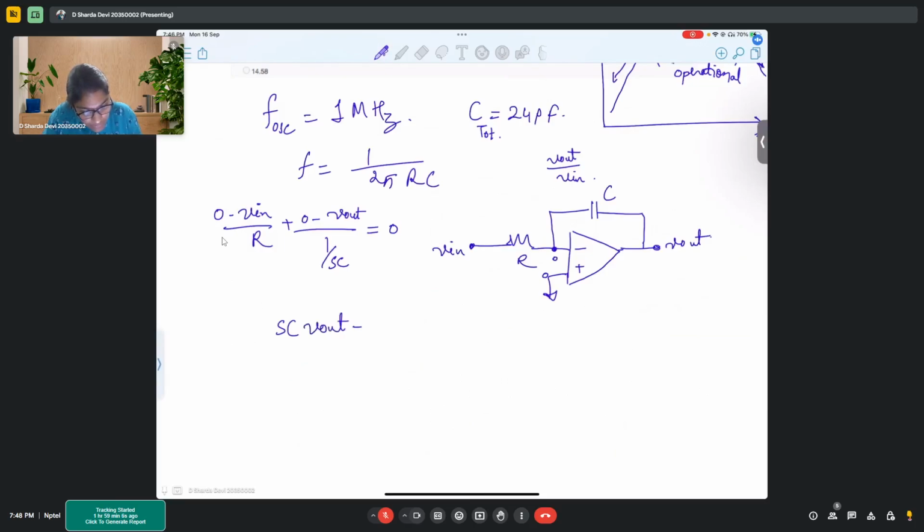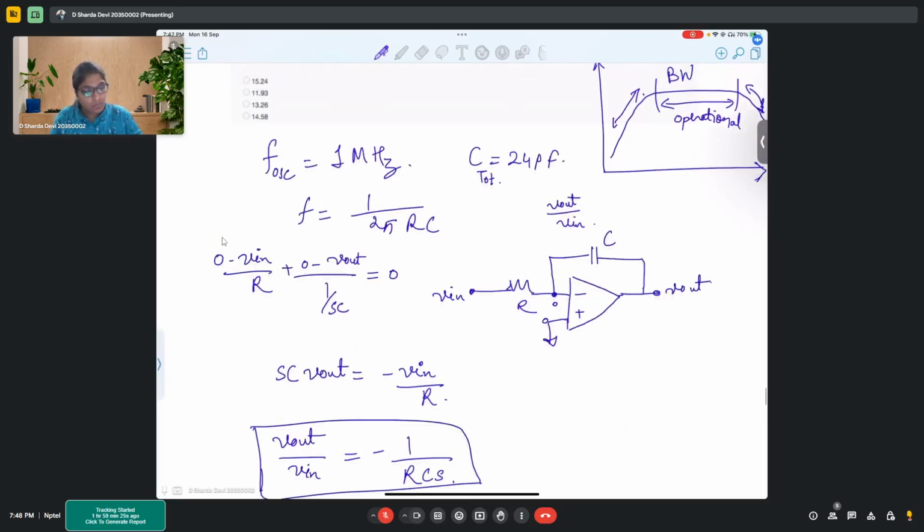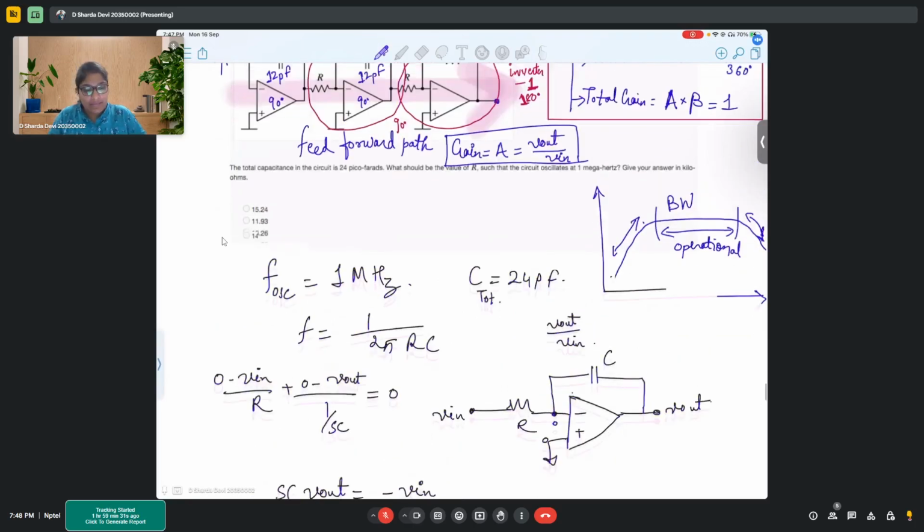SC into V out is minus V in by R. So V out by V in is minus 1 upon RC into S. So this is the transfer function that you obtain because of this particular single filter, right?